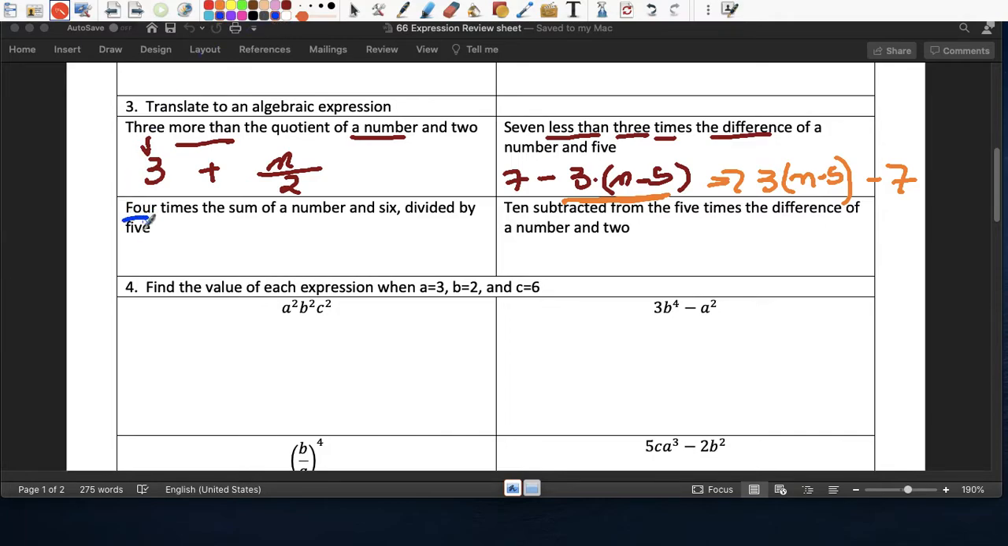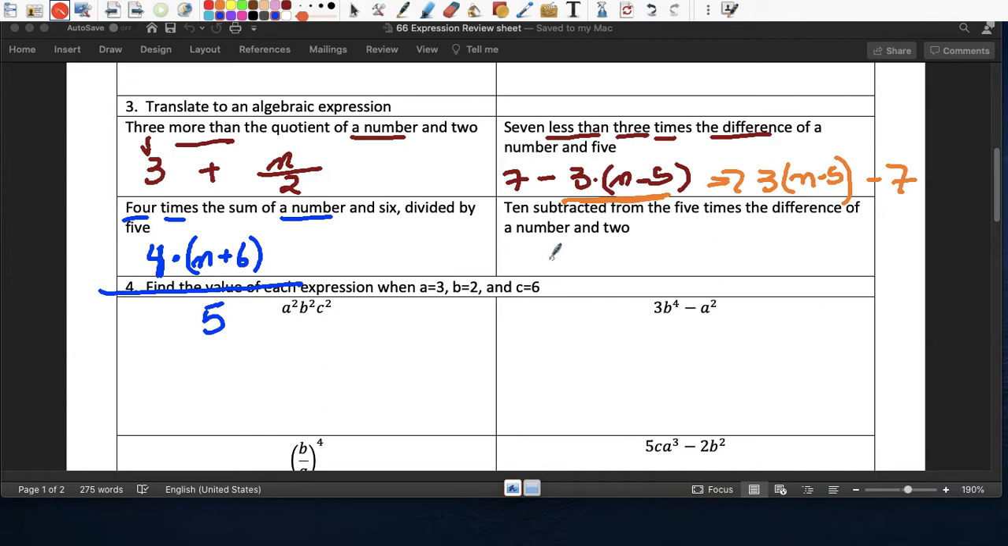4 is 4 times the sum. So a sum, just like difference, we're going to put in parentheses. A number, n, and 6, and then we're going to divide all that by 5. Okay.